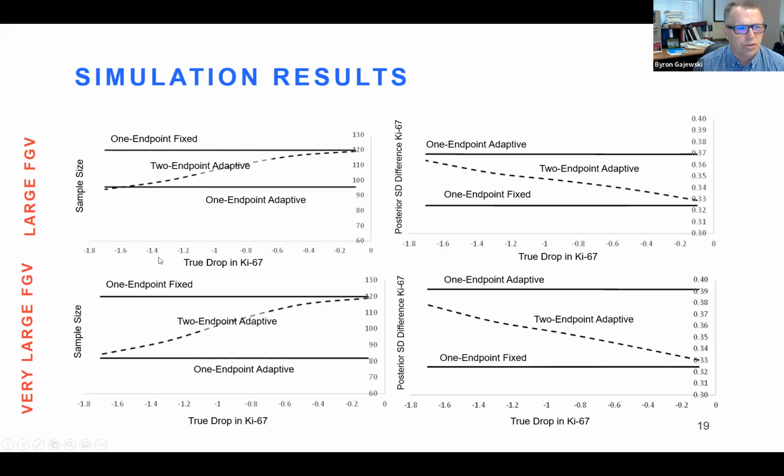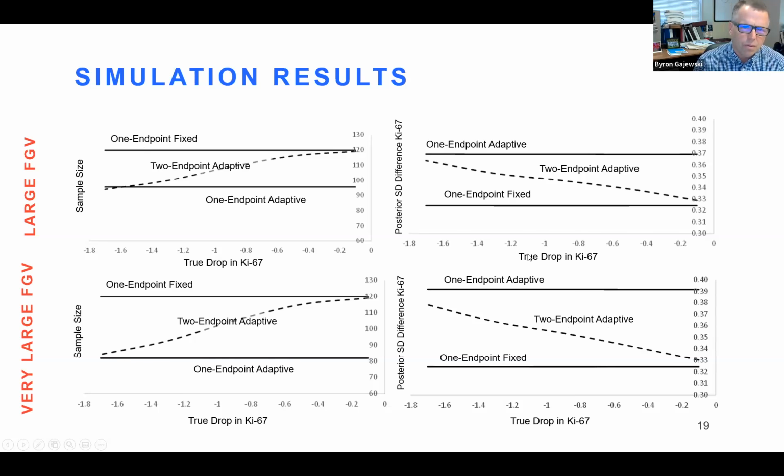But as the true drop in Ki-67 gets smaller towards zero, it starts to look like a one endpoint fix. That's because the trial will keep going so that we get more information for Ki-67. And that trend also continues in the very large FGV. We get the same thing.